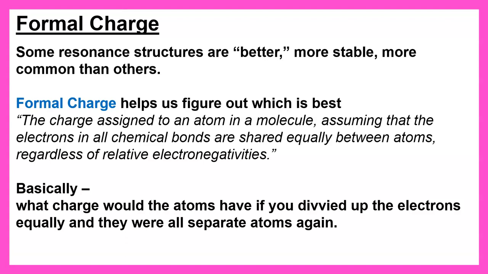Now you will be able to figure it out as well. So formal charge is a method of essentially pretending that all of the electrons are divided up evenly. If we were to split the electrons in the bond and give one electron to one atom and one to the other, regardless of their electronegativities, what charge would those atoms have if you divvied up those electrons and made them be separate atoms again?